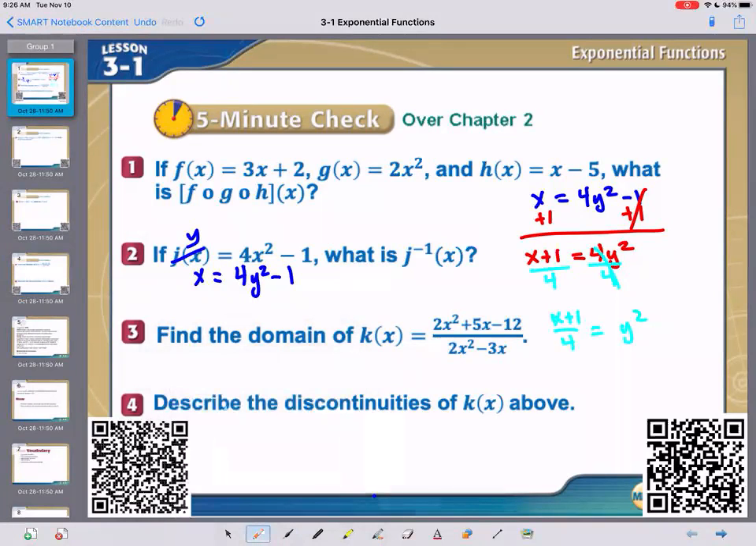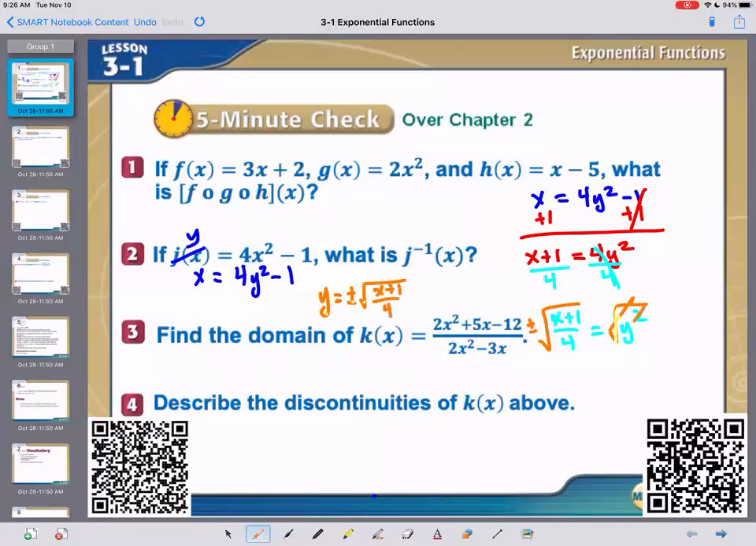Square root it. Now, anytime you add a square root that's not originally there, we need a plus or minus. So here's what that means. We get the equation y equals plus or minus the square root of x plus 1 over 4.